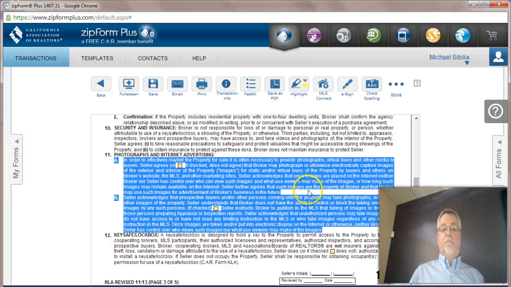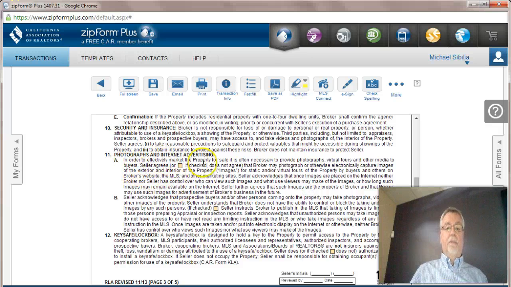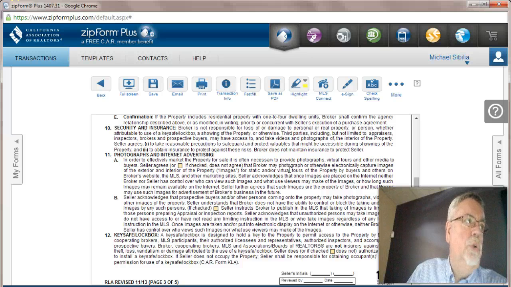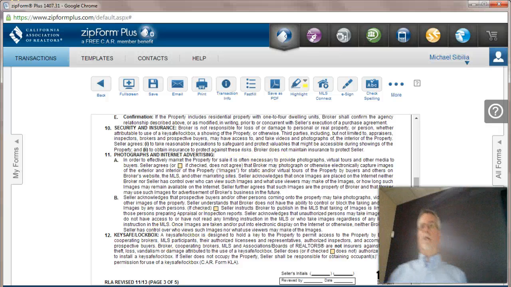So this says, in order to effectively market the property for sale, it is often necessary to provide photographs, virtual tours, and other media. Buyer, seller agrees to, or if checked, that broker may photograph or otherwise electronically capture images. By the way, studies done by the National Association of Realtors and Realtor.com find that properties with more than 10 pictures and properties with virtual tours get more clicks than properties that don't have them. If you were a buyer and you saw the little virtual tour icon next to a property, would you be more likely to click on it than one that didn't have it?